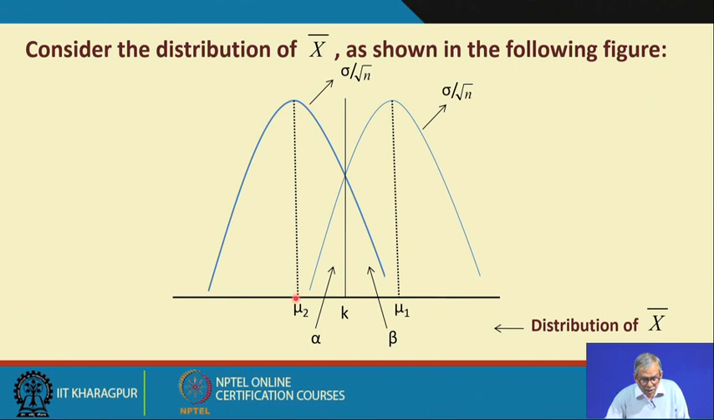Whereas when the quality deteriorates to mu2, what do you find? With respect to this k, this is the area under the curve which is within k, that means this value is greater than k. So obviously there is a possibility of its acceptance even if the quality deteriorates. Is it clear? So we are considering the distribution of x bar.